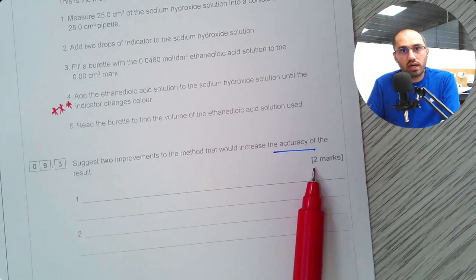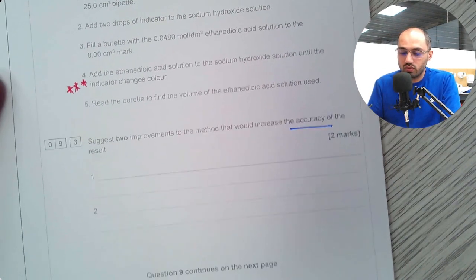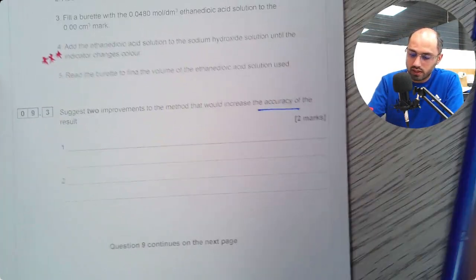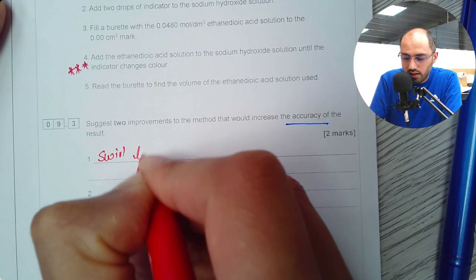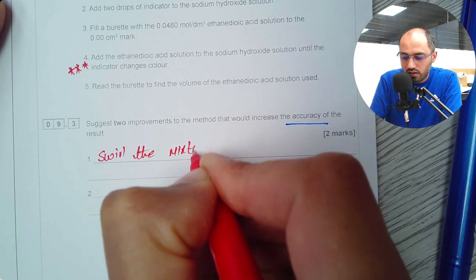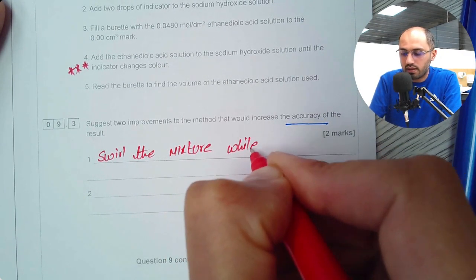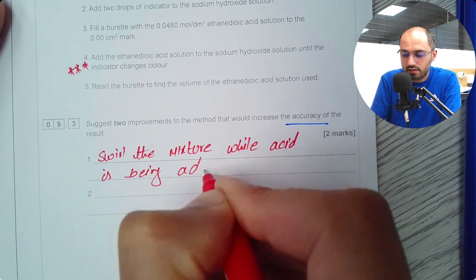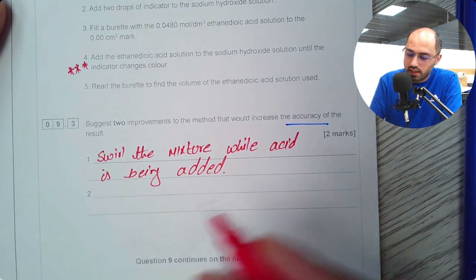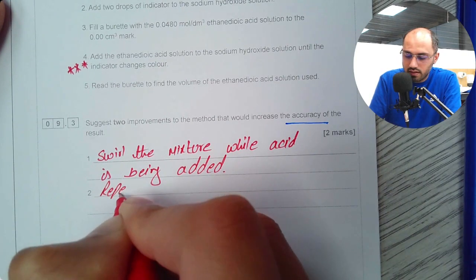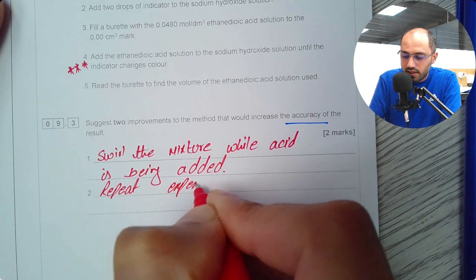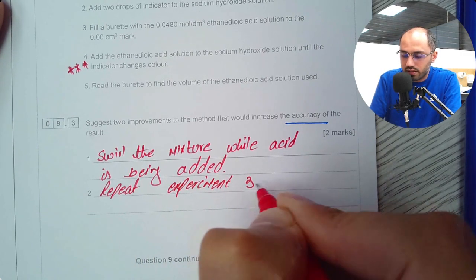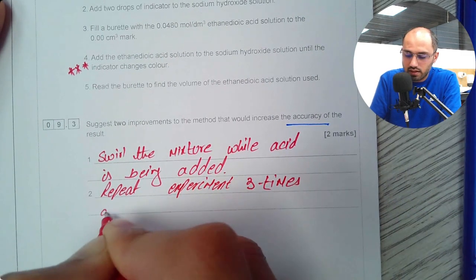It's a 2-marker question. I only need to provide 2. But because I'm going through these questions with you to improve your learning, I'll list down all 4 of them and then you can choose the ones that you want to keep in mind. So we can say number 1, swirl the mixture while acid is being added. Number 2, I can say repeat the experiment, let's say 3 times, and calculate average.